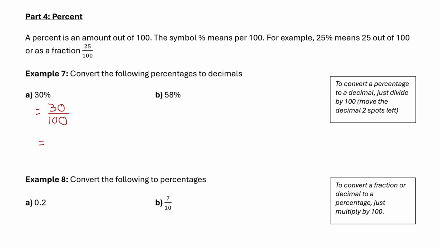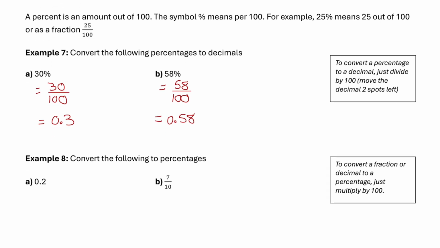Do 30 divided by 100, and that equals 0.3. Then for 58%, that means 58 per 100. Writing that as a fraction shows me that to get the decimal value, I just do that division. 58 divided by 100 is 0.58. And now let's go the other way.